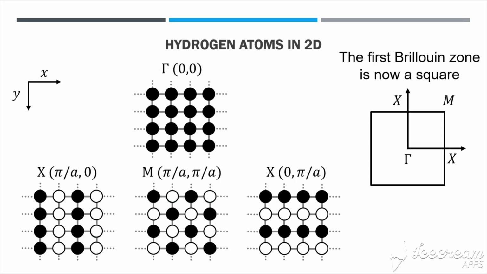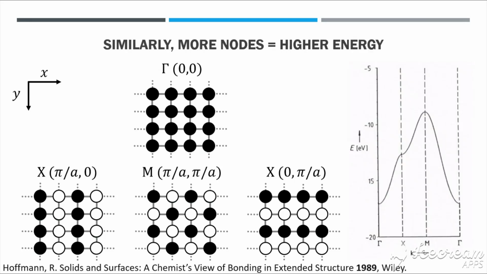Let's continue to talk about the last symmetry point that I labeled here, M, which represents the case where all adjacent 1s orbitals are out of phase with one another. So as expected, M corresponds to the orbital with the highest energy. If we draw out the band structure for the 2D sheet, we will see that the energy at M would be the highest, the energy at gamma would be the lowest, and the energy at X would be in between gamma and M.